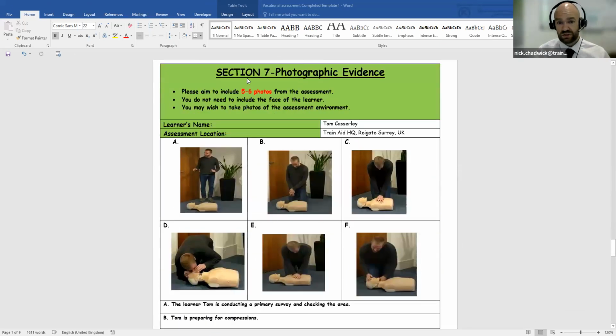Section 7, just moving on to photographic evidence. Please do aim to include 5 to 6 photos from the assessment. You do not need to include the face of the learner. So perhaps if you work in an area which is sensitive, you can, if you want to, blank out the learner's face. You could take photos of the back of the learner's face. You could even take photos of the assessment environment, but try to include 5 to 6 photos here.